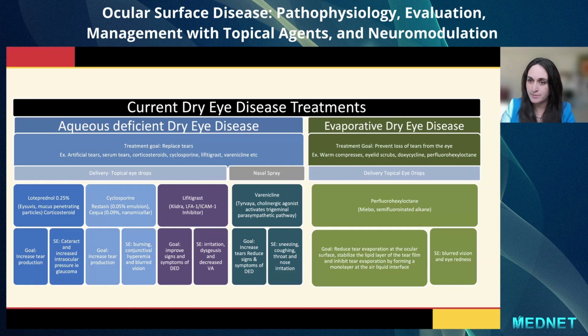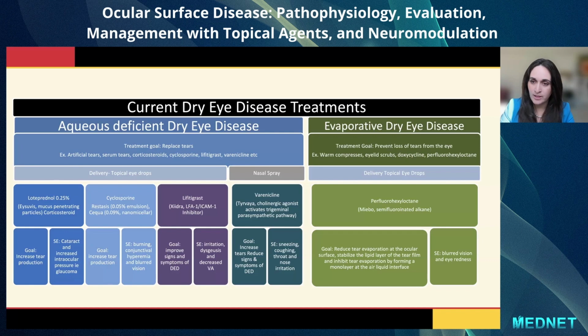Most are topical eye drops. There is a nasal spray. And then each one has a slightly different goal and different side effect profile. So it's important to tailor the medication to the patient. And then moving over to evaporative dry eye, the goal is to prevent loss of fluid from the eye, loss of the tears from the eye. So you want to think about warm compresses, eyelid scrubs, systemic therapy like doxycycline and perfluorohexyloctane.